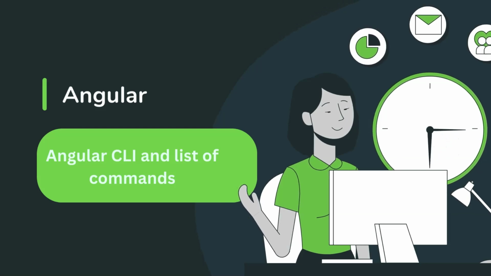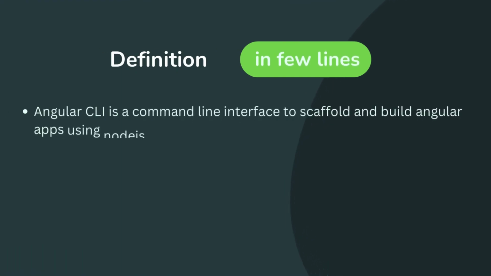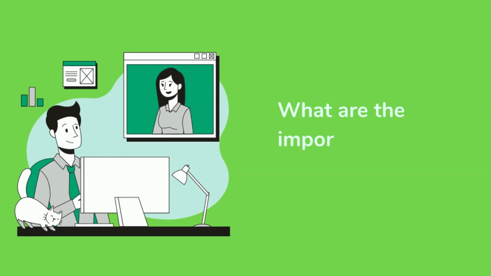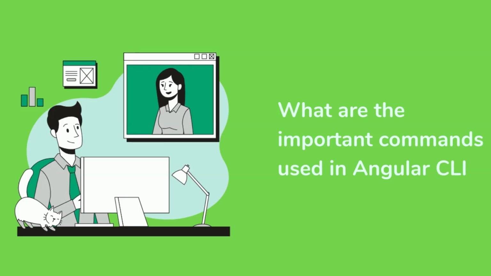What is Angular CLI and list of commands used while working with Angular projects? Angular CLI is a command line interface to scaffold and build Angular apps using Node.js style modules. What are the important commands used in Angular CLI while working in Angular projects?